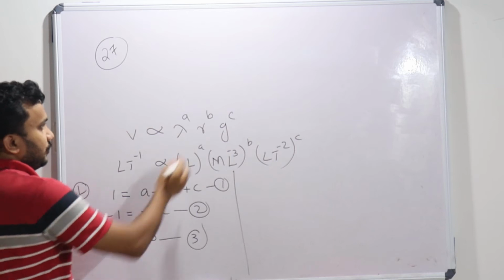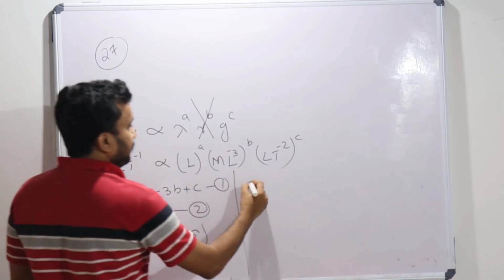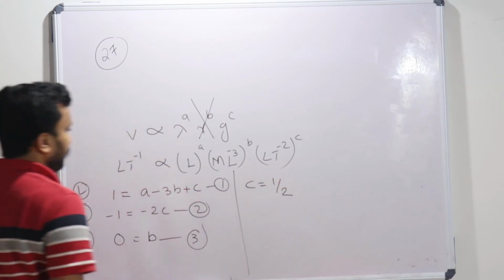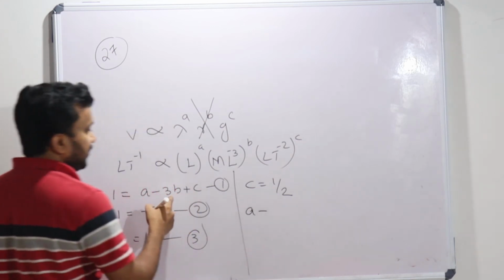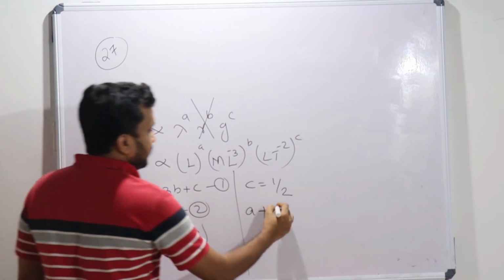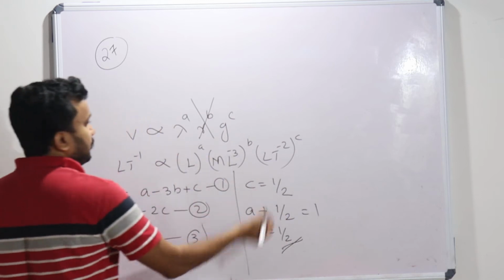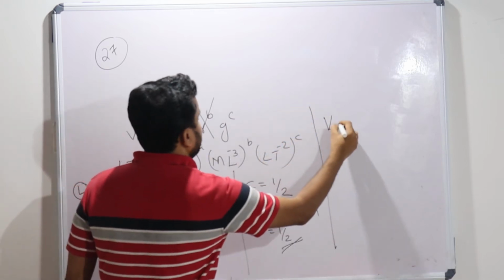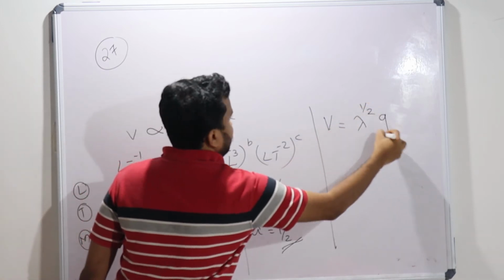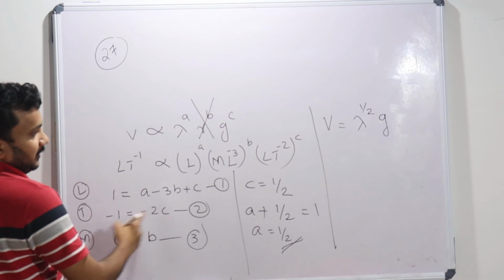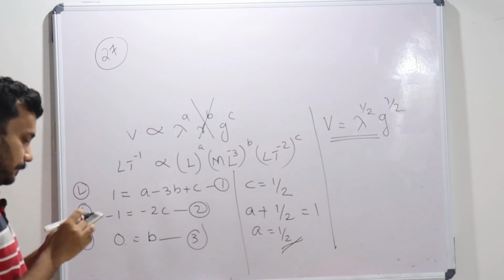B will be equal to 0, which means this term is gone itself. So C from this equation will be equal to 1 by 2. Then we have to find the value of A. Substitute here: A minus 3B is 0, plus C, which is 1 by 2, is equal to 1. A is equal to 1 by 2. Once we substitute all these values, velocity will be equal to lambda raised to 1 by 2 and g raised to C, which is also 1 by 2. So this is the answer for the question.